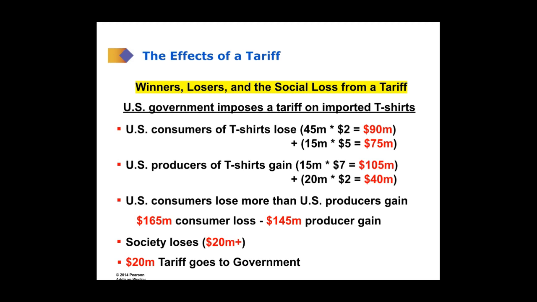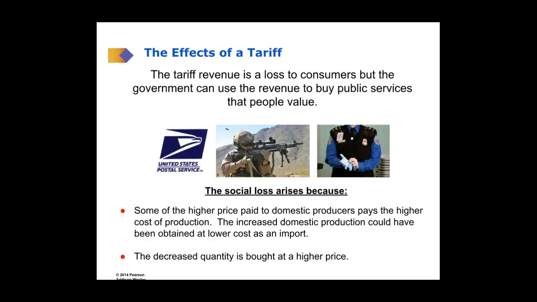Those are the taxes that the government will collect. But this is a loss to consumers and a gain to government. So to the extent that the government uses that money to pay for services and goods and things that we all benefit from or like or approve of, well, that's at least a good thing. But the fact is that we still have a social loss.